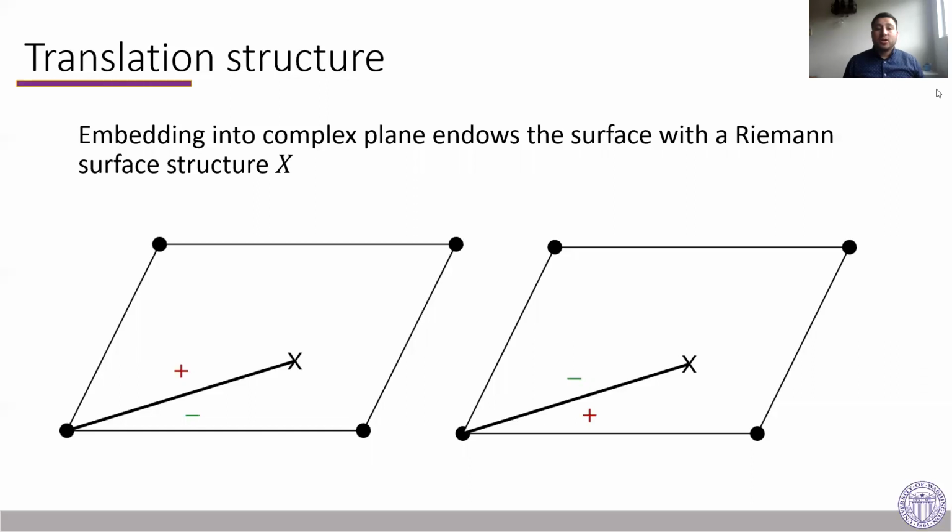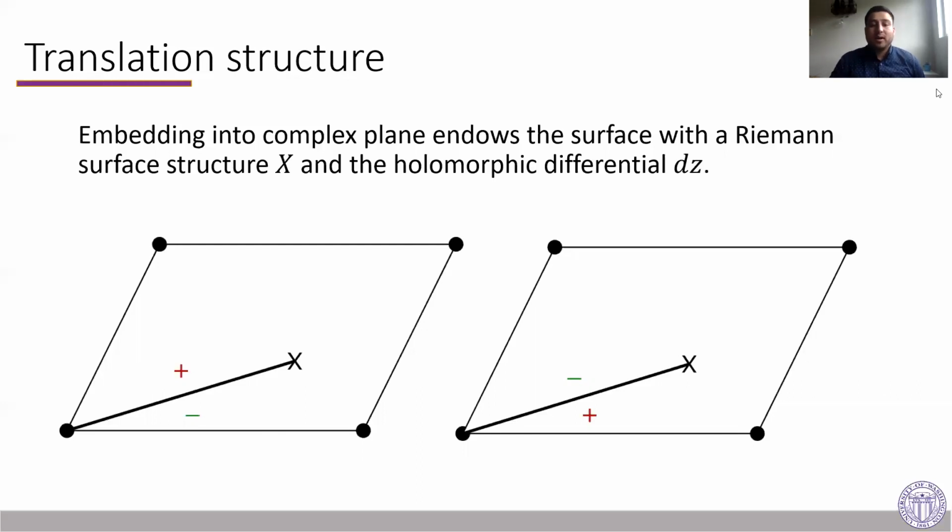Well, translations are holomorphic functions, and so consequently the quotient is going to be endowed with a Riemann surface structure that I'll call X, right? And so what else lives on the complex plane? dz lives on the complex plane, and dz is preserved by translations. Consequently, the resulting quotient is going to have a holomorphic differential given by dz as well.